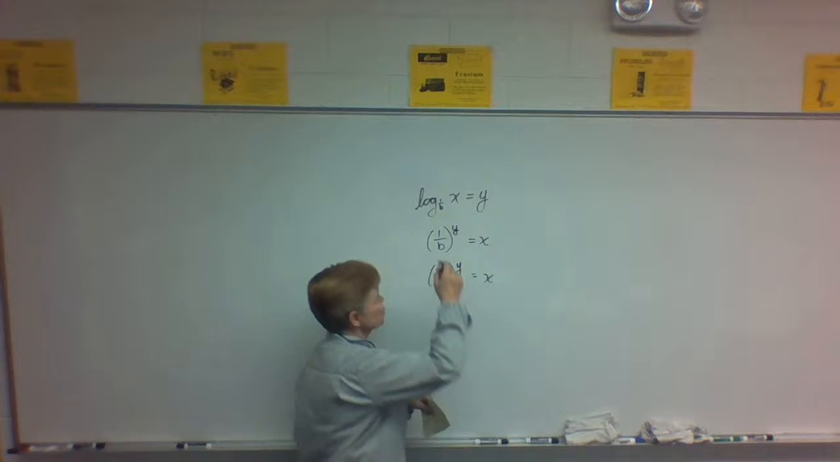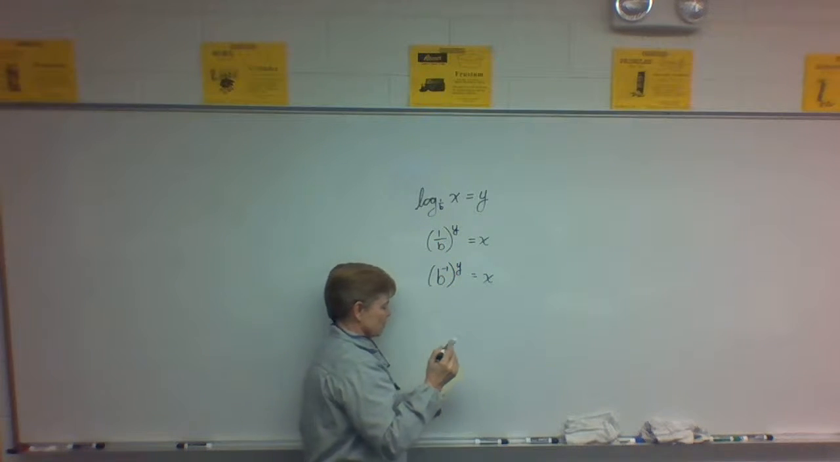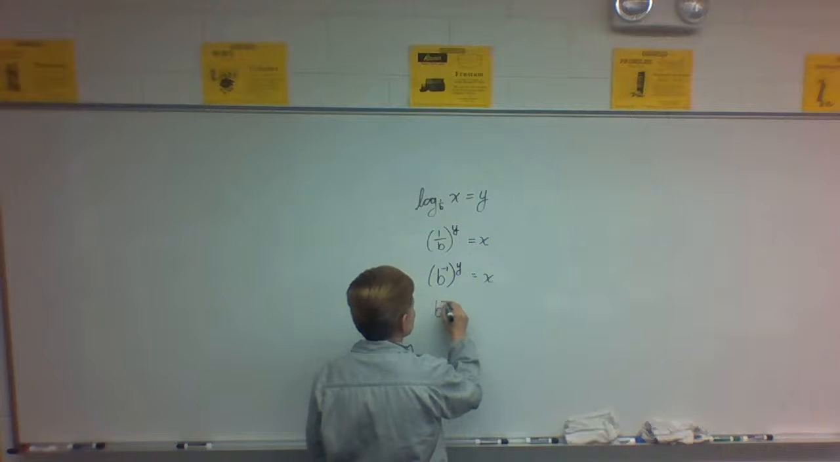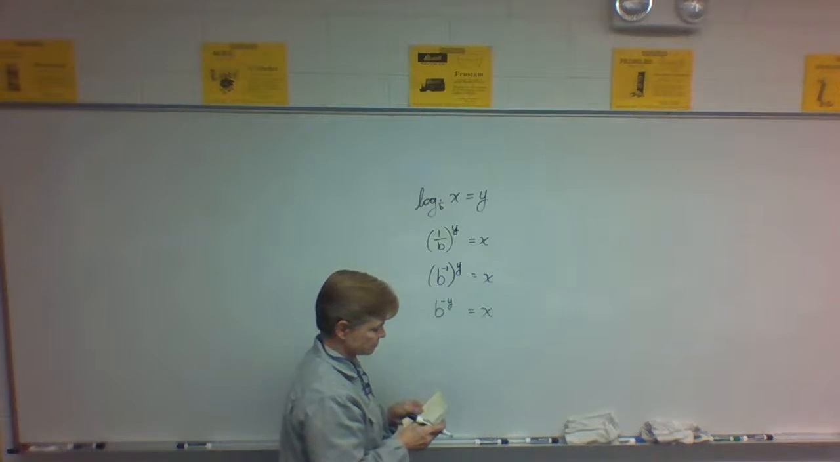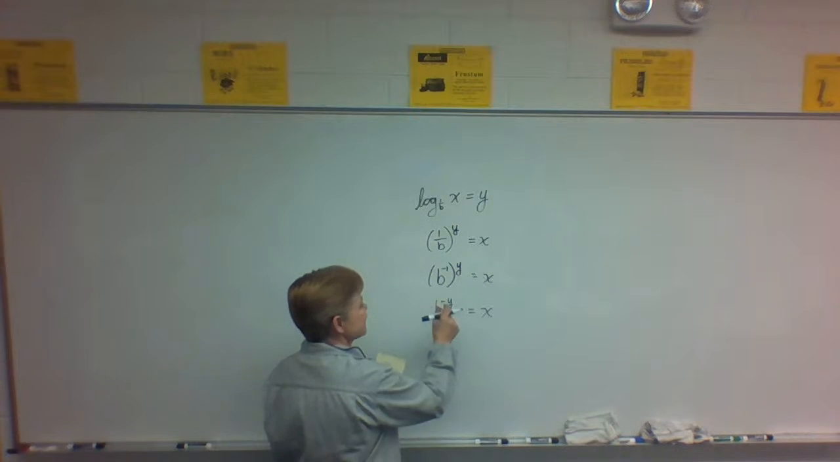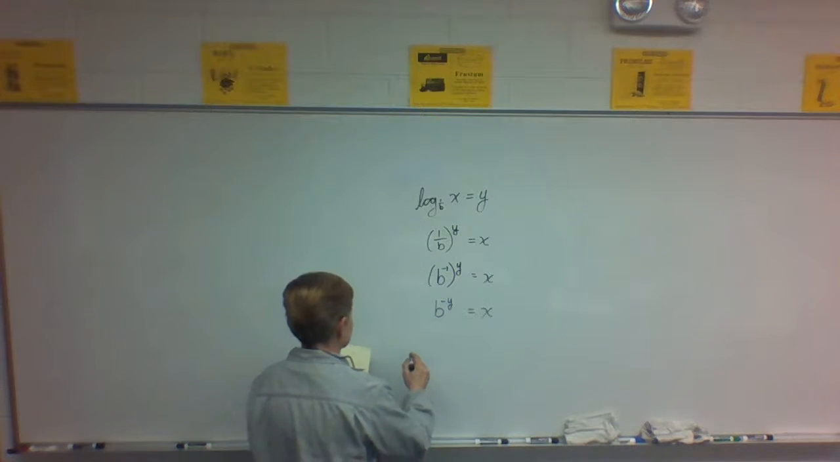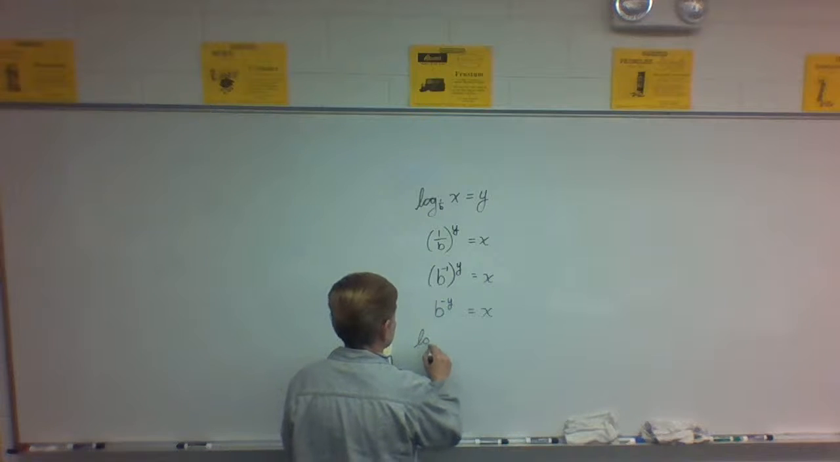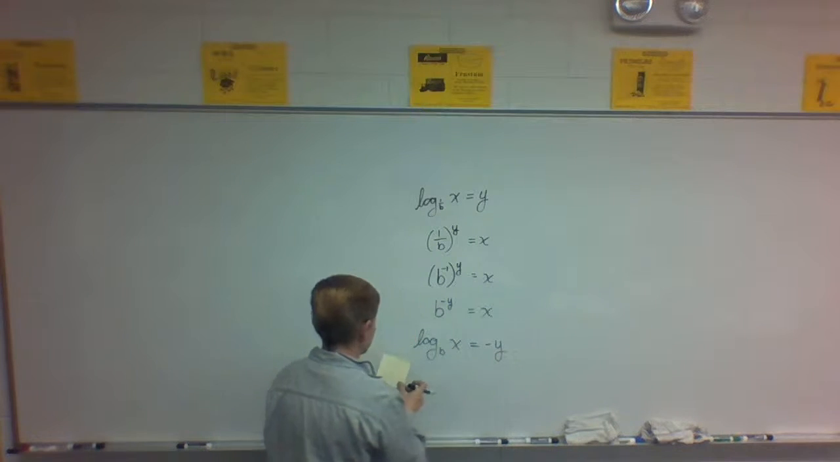Here we go. Do you understand that this thing in here is the same as this? Everybody good? Which means that that's the same thing as b to the negative y equals x. You following? Now, take that and change it back to log form. Log base b of x equals y. Good.